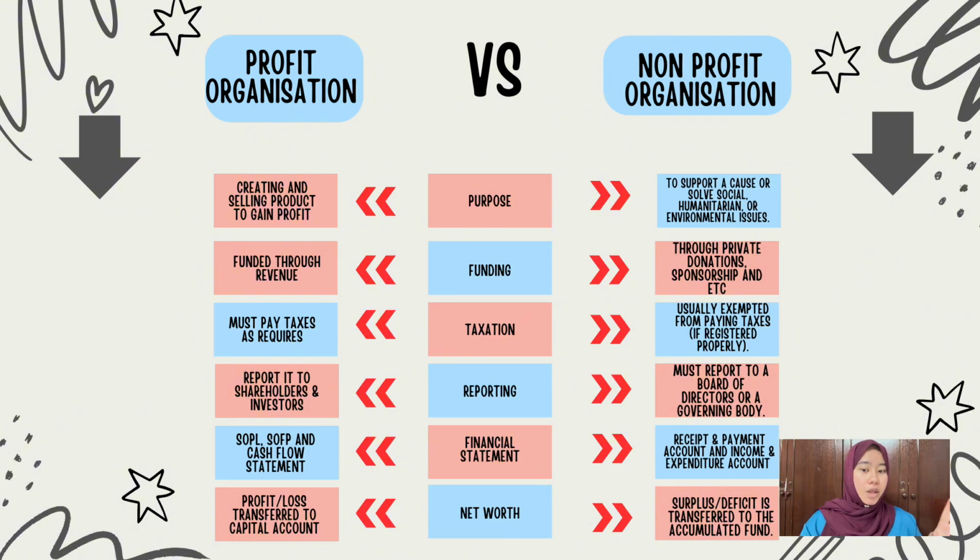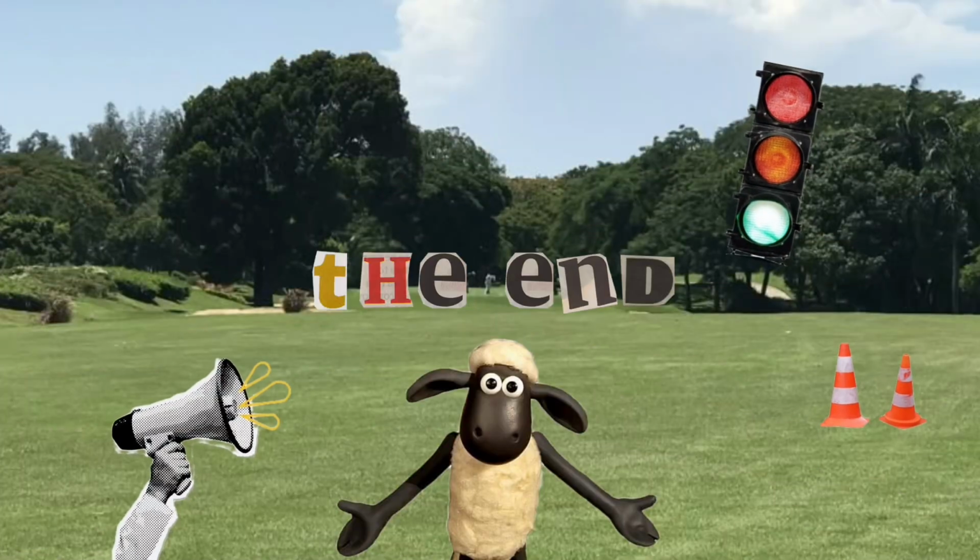For the net worth of a profit organization, profit or loss needs to be transferred to the capital account, while for the non-profit organization, surplus or deficit is transferred to the accumulated fund.